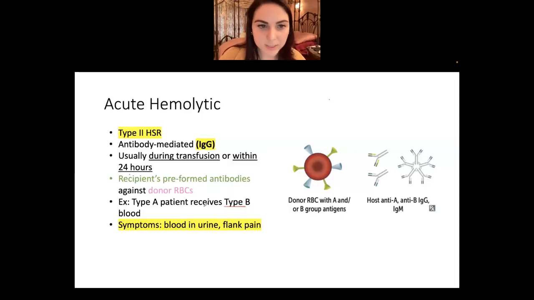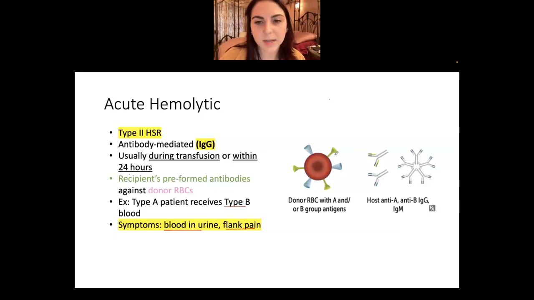Except with D antigen. Remember, D antigen's a little different. But at least with this would cause an acute hemolytic reaction. And what this would look like, look for these in the question stem somewhere: blood in the urine, like hematuria, flank pain, like they have low back pain, something like that.